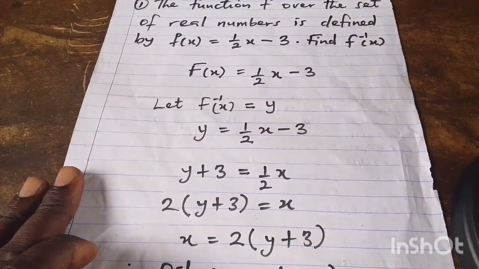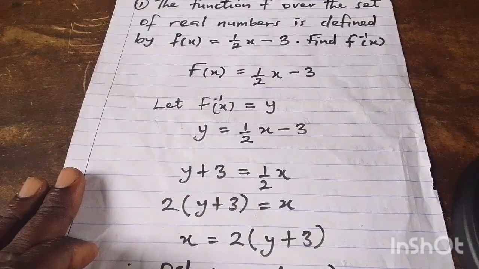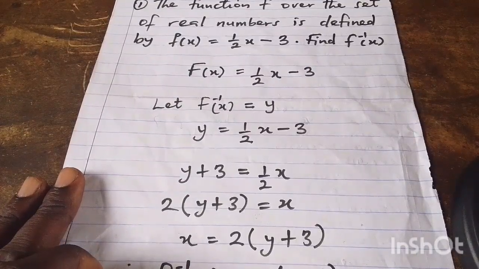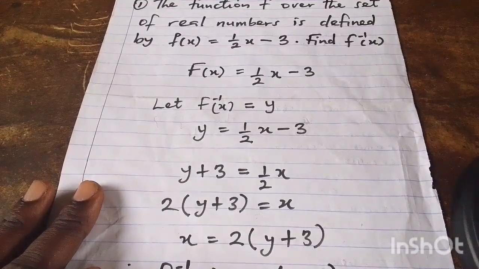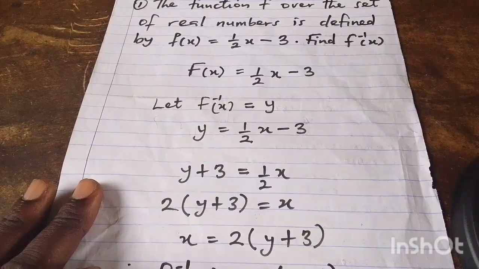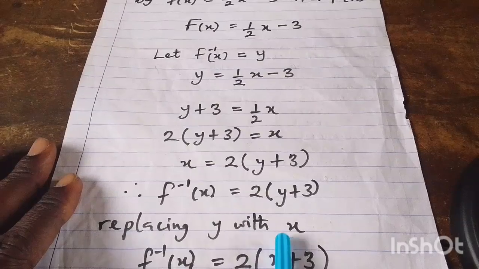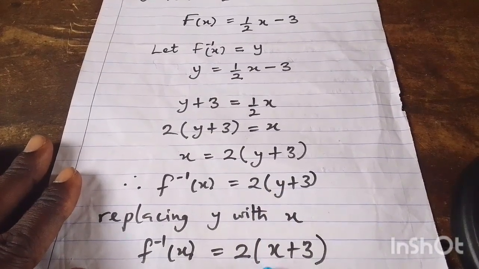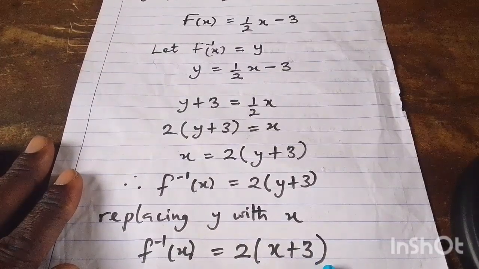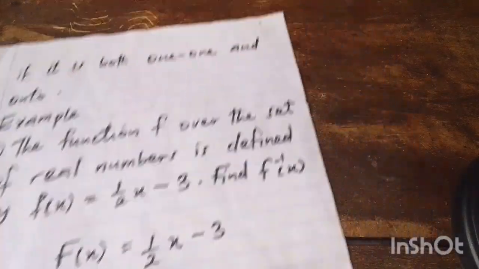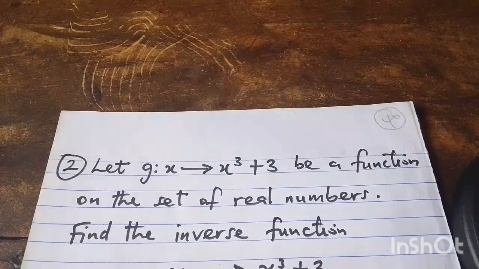So now the inverse of this function is 2 into bracket y plus 3. So we are now going to express this 2 into bracket y plus 3 in terms of x. Where we have y here, you are going to substitute with x. So in place of y, you now put 2 into bracket x plus 3. So that means the inverse of 1 over 2x minus 3 is 2 into bracket x plus 3. Let's look at this other example.